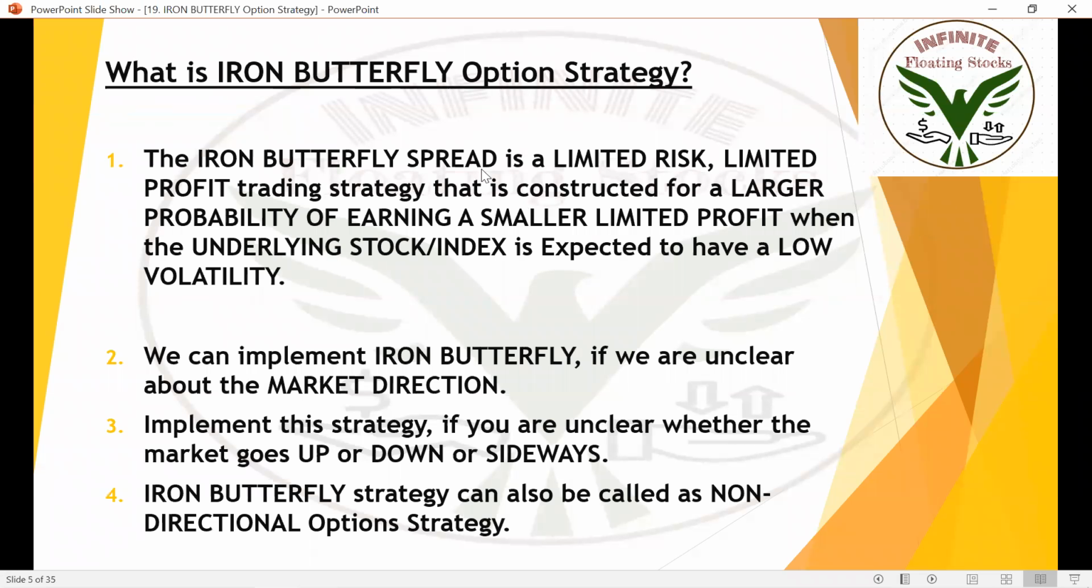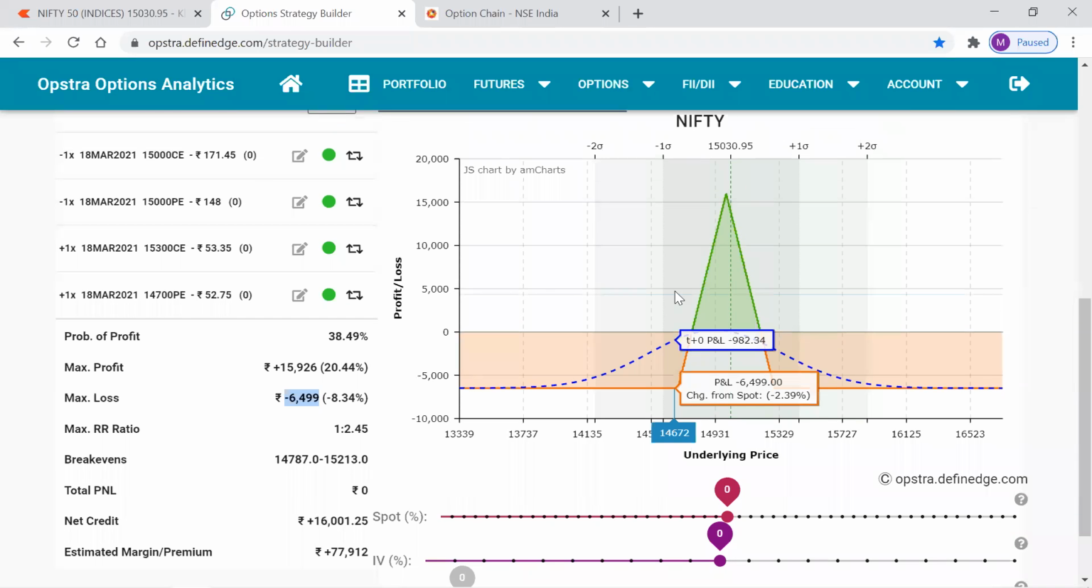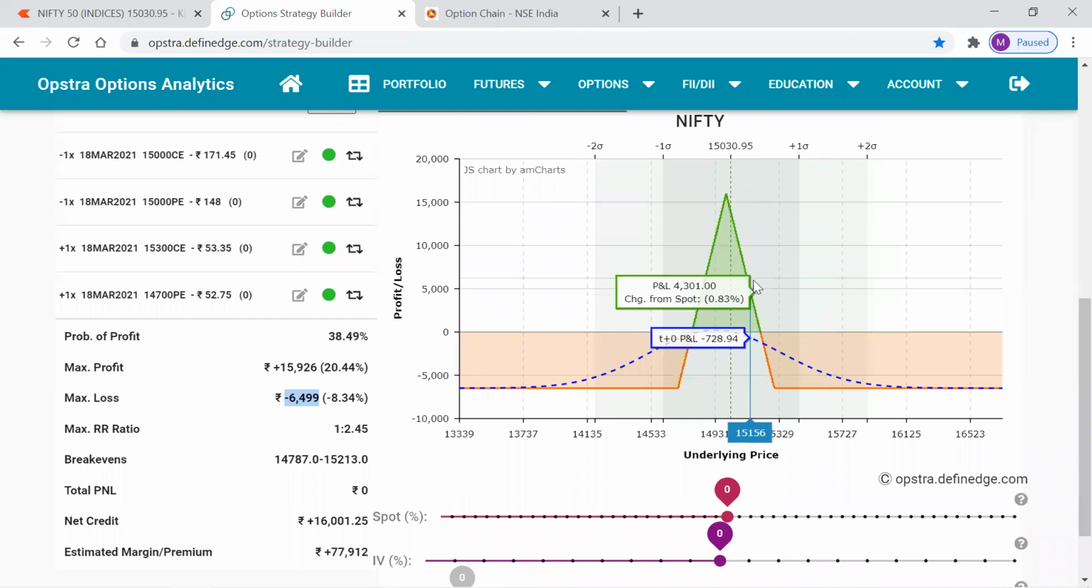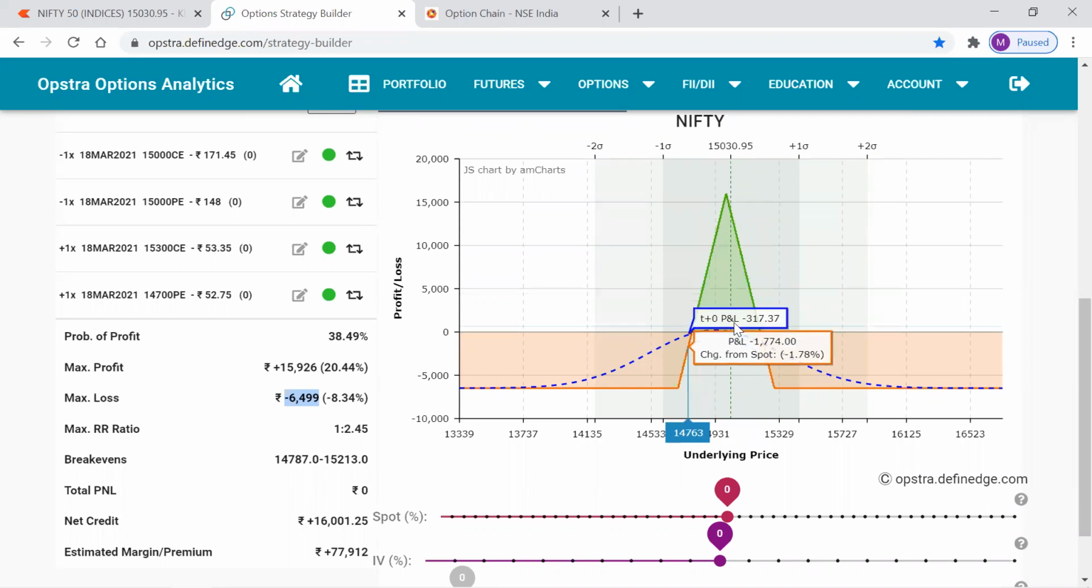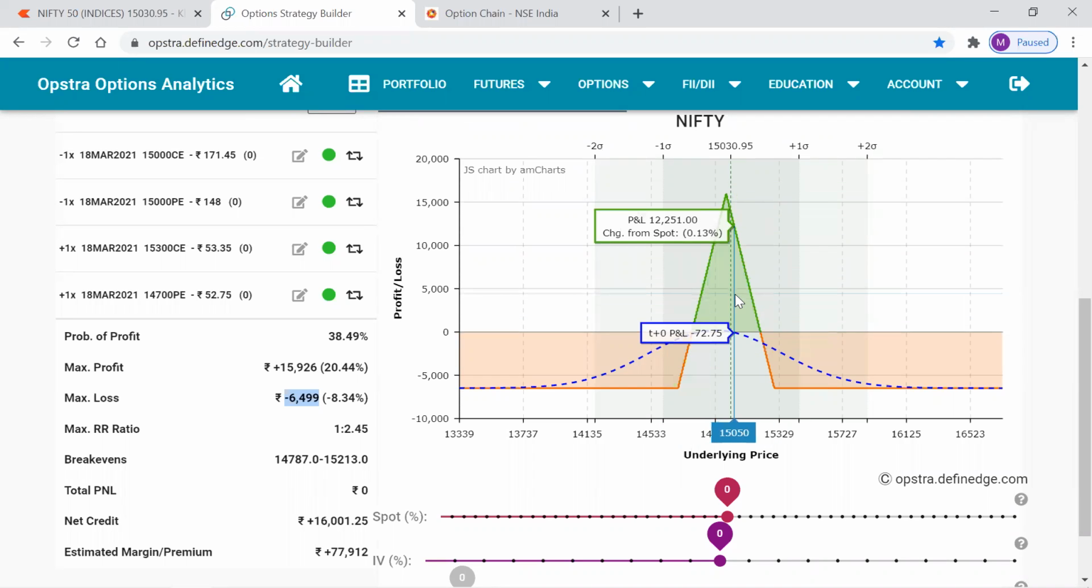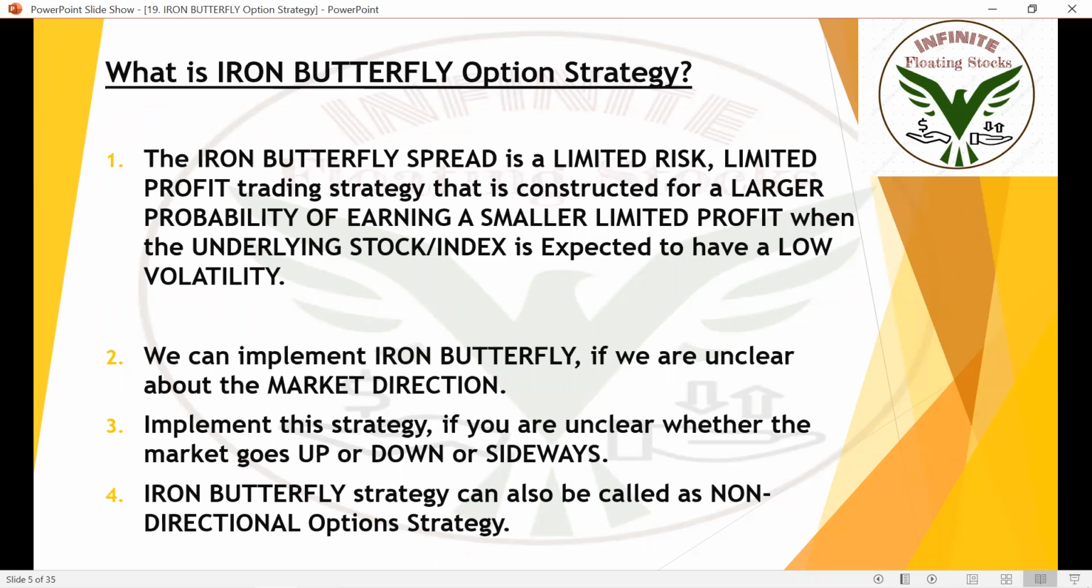So the iron butterfly spread is a limited risk and limited profit trading strategy that is constructed for a larger probability of earning a smaller limited profit. You will be getting a small limited profit when you implement this strategy, when the underlying stock or index is expected to have low volatility. Low volatility in the sense of a sideways market. It can move this side or that side, but it should be staying in this range only. If it stays in that range, we'll get more money.